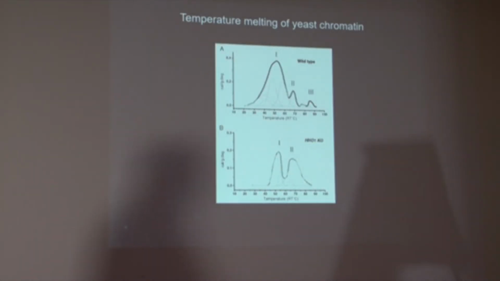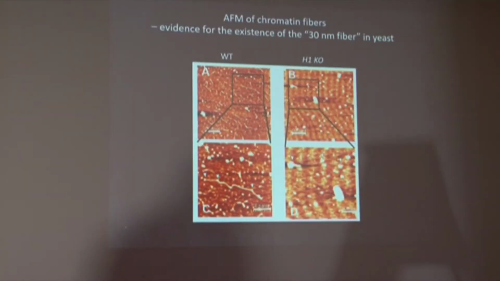Then we decided to make temperature melting of the chromatin of the mutants and wild type. As you can see, the melting of wild type is showing 3 peaks, while we can see only 2 peaks in the mutant without linker histone. And finally, we could even find in AFM images a well-built 30 nanometer fiber. But we cannot find such a fiber in mutants without H1.